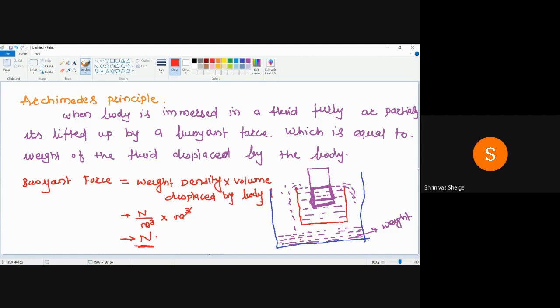So how much volume is displaced by the body? Suppose water is there. So obviously the weight density of water is 9810 Newton per meter cube. We know about the weight density. So how to take the volume? How to measure the volume of the fluid displaced by the body? How to measure this volume, please?